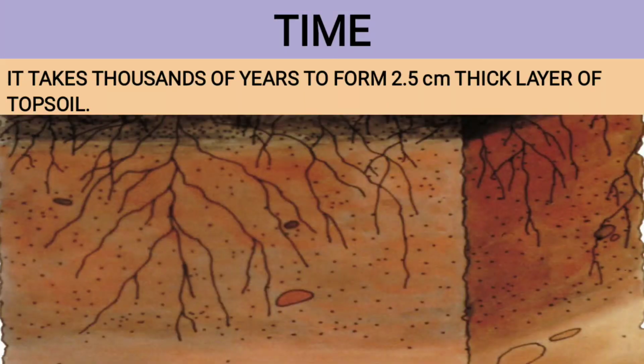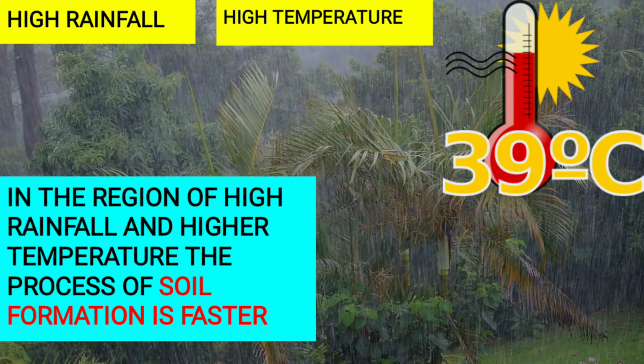Now the third factor is time. It takes thousands of years to form a 2.5 centimeter thick layer. You can take your scale and measure how much is 2.5 centimeter. Even such a small thin layer of top soil takes thousands of years to form. Whenever there is high rainfall and the temperature is high, in that region the soil formation will be faster, and when there is low rainfall and low temperature, the soil formation will be slow.